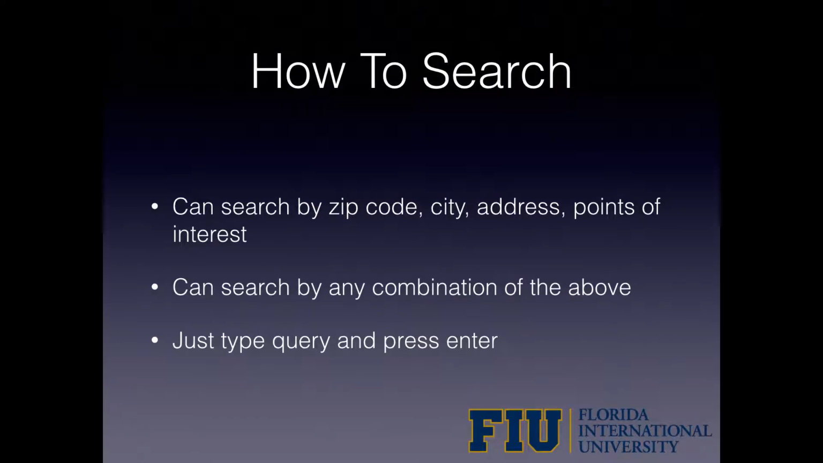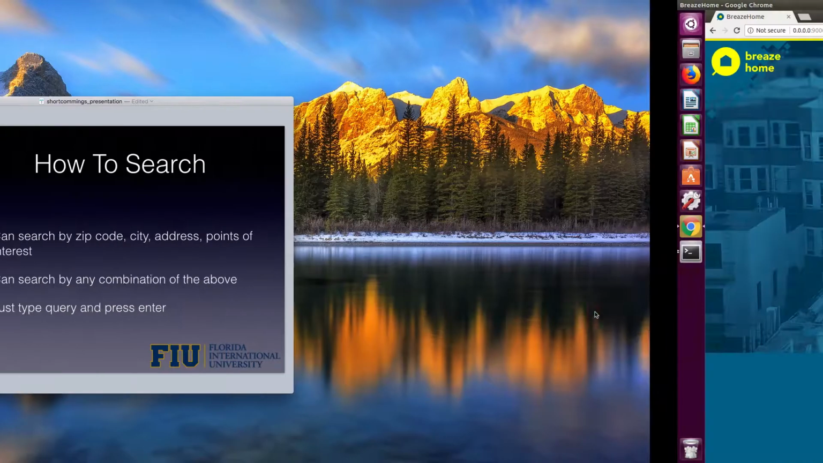How to search. Proximity search can search by zip code, city, address, or points of interest. Proximity search can also search using any combination of the above, combining a city with a zip code, a city with a point of interest, or just the full address. To enter a query, just type the query and press enter. Time to show some examples of what I mentioned before.